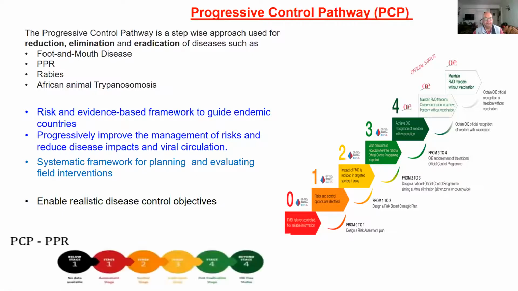There is another tool, PCP for FMD, and PCP for PPR. The one below is PPR. For example, PPR also has stage 1, stage 2, stage 3, stage 4, stage 5. I'll not go into detail, but it is not an overnight business. It might take years if you are really serious in the country. That is one of the examples. I'm going to the next slide.